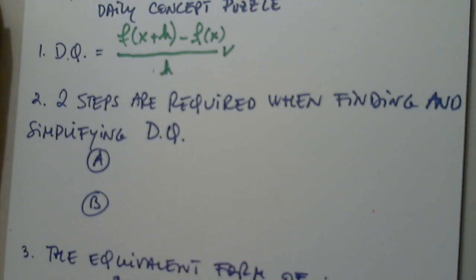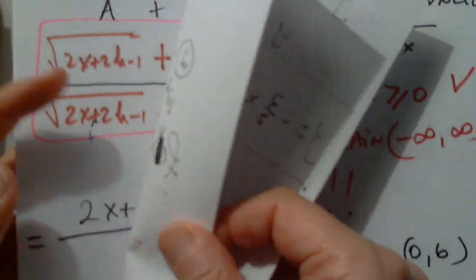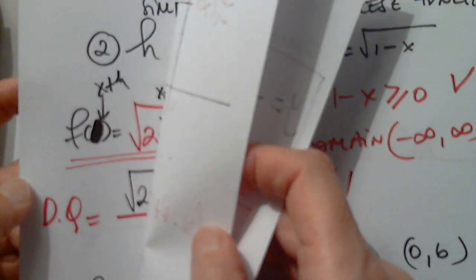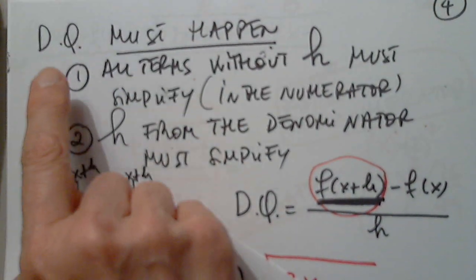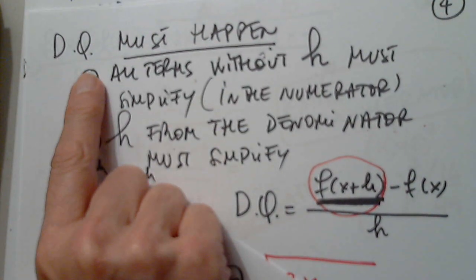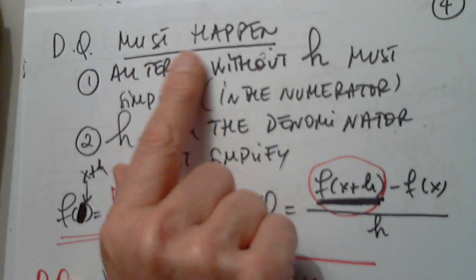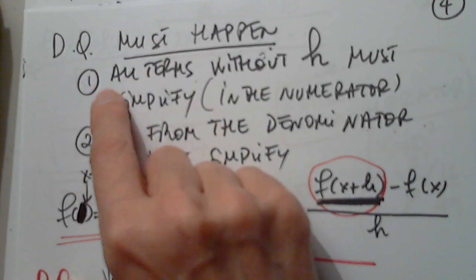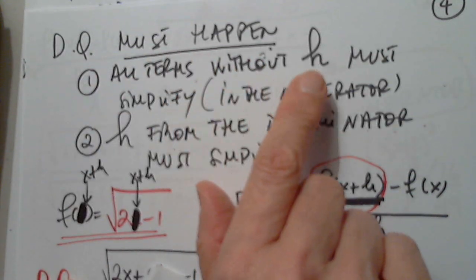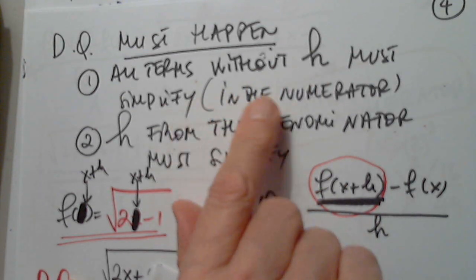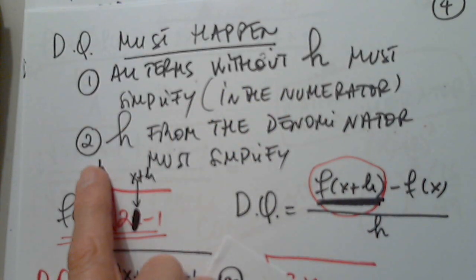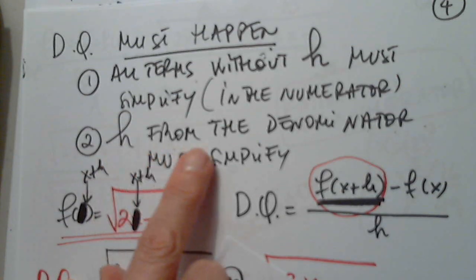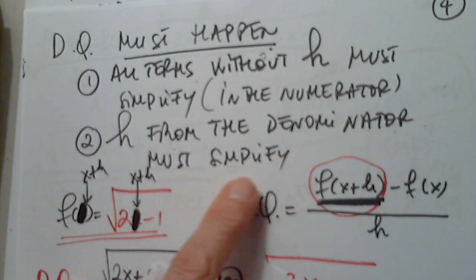So let's go back. When we calculate the difference quotient, two things have to happen. Two steps have to happen always. All terms without h must simplify in the numerator. The second one, that it's a must: h from the denominator must go away, must simplify.